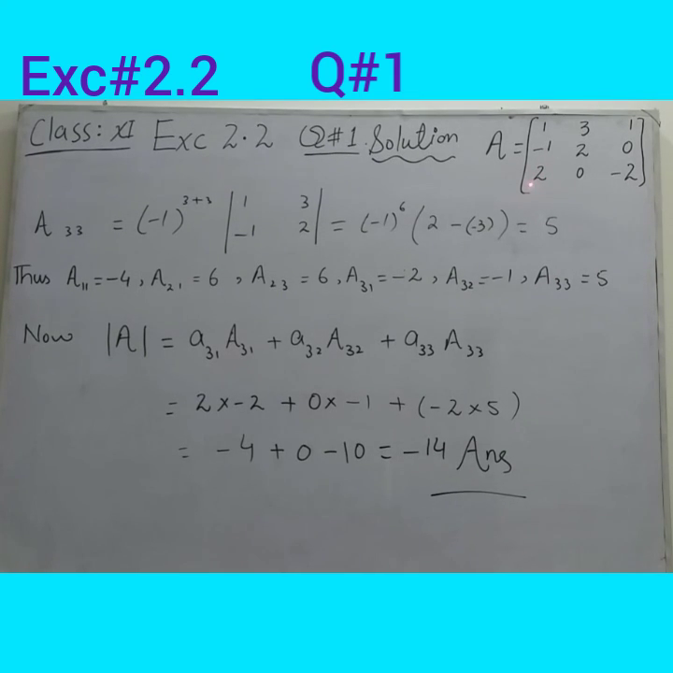Now A31 is 2 and its cofactor is minus 2. The product gives minus 4. A32 is 0 and its cofactor is minus 1. The product gives 0. The A33 element is minus 2 and its cofactor is 5. The product gives minus 10. Finally, minus 4 plus 0 minus 10 gives minus 14, which is the required determinant of the given matrix A. Thank you.